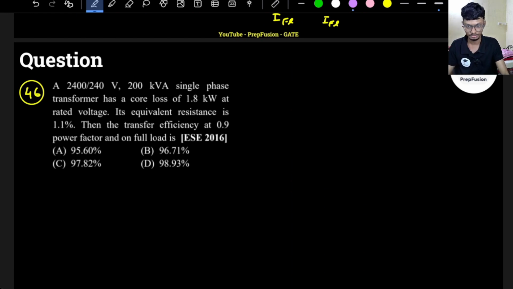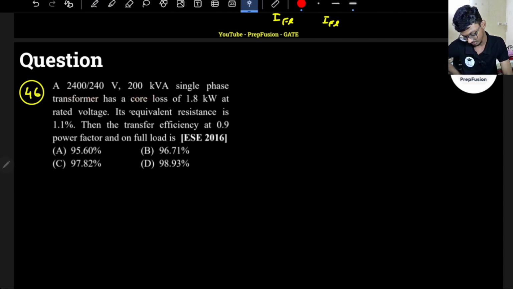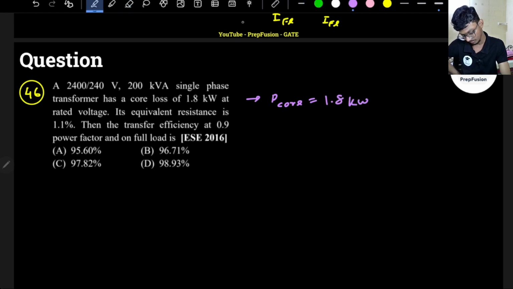Right, this is the first question, where a 2400 to 240 volts 200 kVA transformer has core loss of 1.8 kilowatt at rated voltage. So it is rated voltage, right? Make sure you know that if nothing is mentioned, obviously you will assume it to be rated voltage only, but make sure it is on the rated voltage. If it is on some other voltage, whatever we have derived will be wrong. So you have to solve with fundamentals then.